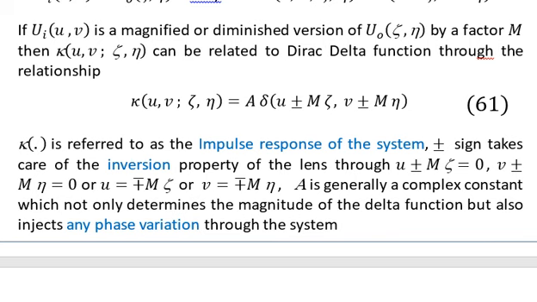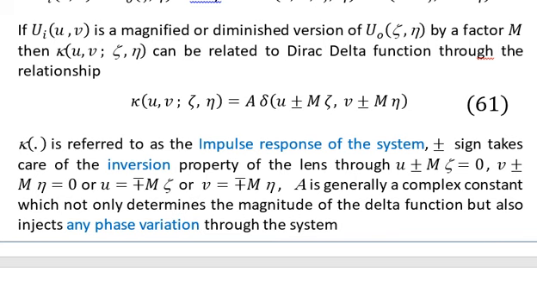Kappa is referred to as the impulse response of the system, because the delta is an impulse. The plus minus sign takes care of the inversion property of the lens: u plus minus m times zeta equal to 0 and v plus minus m times eta equal to 0, or u is equal to minus plus m times zeta, and v is equal to minus plus m times eta. A is generally a complex constant which not only determines the magnitude of the delta function but also injects any phase variation through the system.